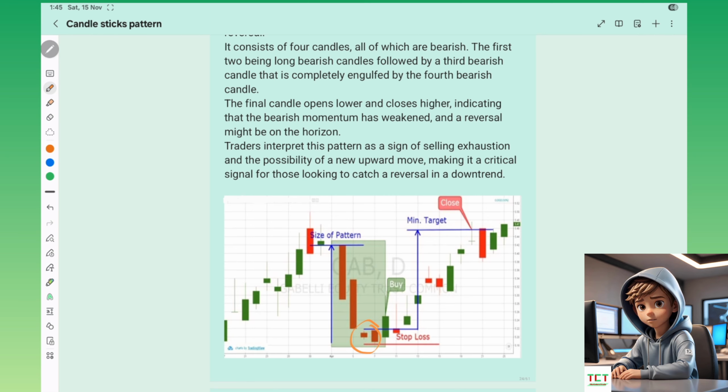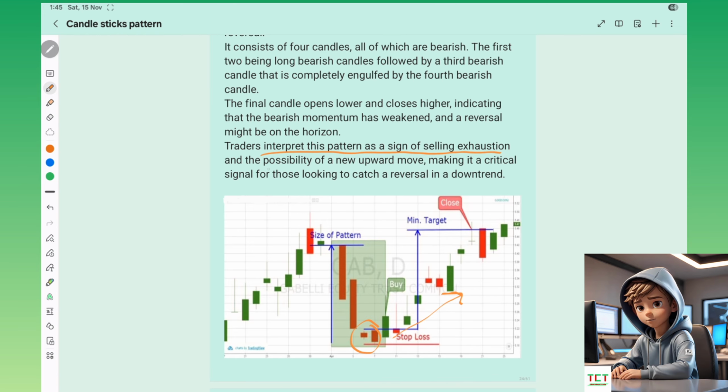So what's happening here? Even though all 4 candles are bearish, the pattern shows that selling pressure is getting exhausted. The fact that the 4th candle engulfs the 3rd one shows that sellers are running out of steam. The pattern suggests that sellers tried to push the market lower 4 times, but by the 4th attempt, they couldn't push it as low as before. This indicates selling exhaustion and the possibility of a new upward move. Traders interpret this pattern as a sign that the downtrend is ending.